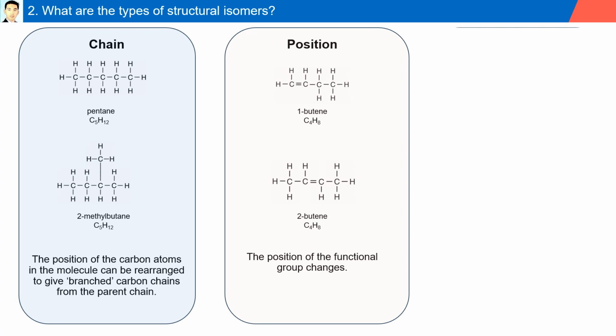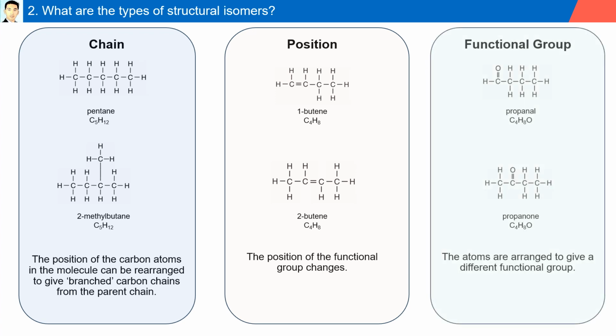For example, we have 1-butene with a double bond present between the first and second carbon, and 2-butene with a double bond present between the second and third carbons. Finally, the third type of structural isomers, functional group isomers. Here, the atoms are rearranged to give a different functional group.